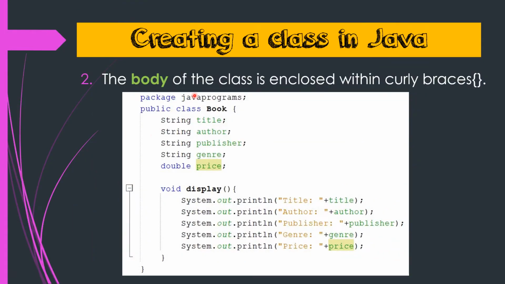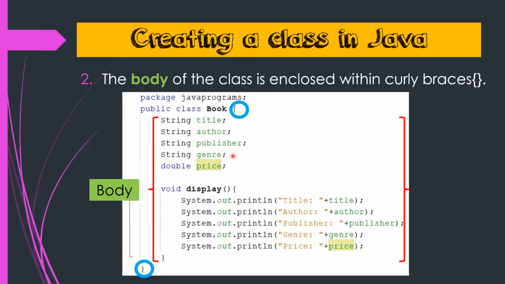Now, the body of the class is enclosed within curly braces. Here you can see that within the curly braces, some of the coding part is enclosed. This part is the body of the class. After writing the public class statement, we start the curly brace so that we can give the coding for the body of the class.